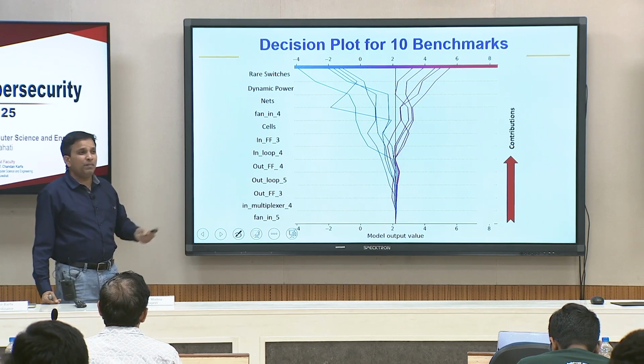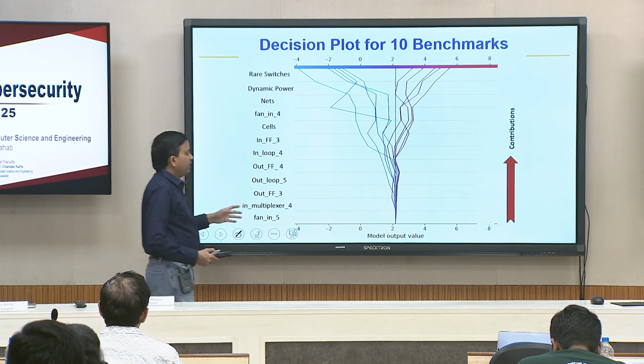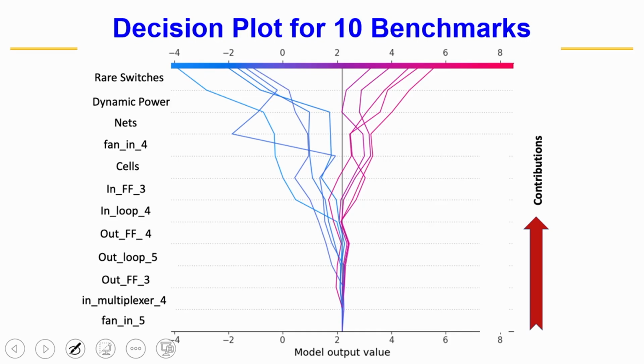Now, when you do multiple benchmarks, the story would be different, but nonetheless collectively all these things will pull you. There I zoomed into one circuit, here 10 circuits. Some circuits are pulling towards left, some are pulling towards right. The ones going towards left are Trojan free, the ones going towards right are Trojan inserted.